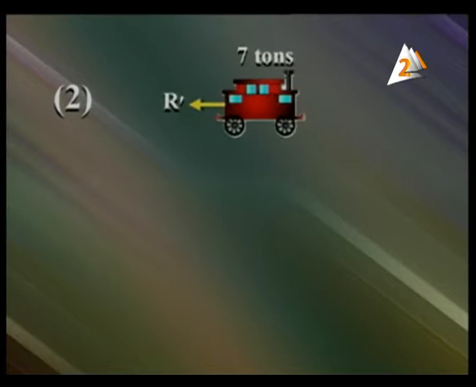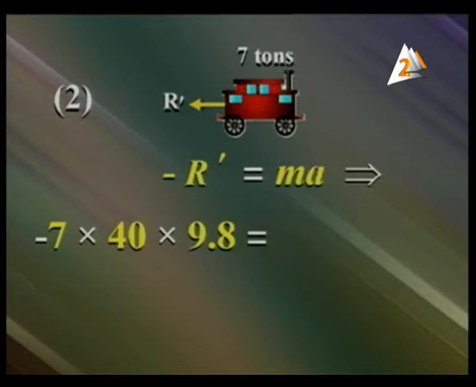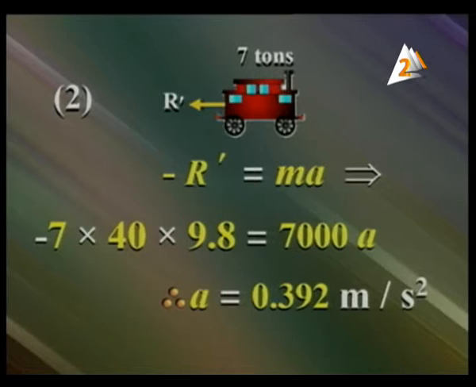Number 2. R dash to the left and the mass is 7 ton, then negative R dash equals MA. Therefore, negative 7 times 40 times 9.8 equals 7,000 A. Therefore, A equals 0.392 meter per second square.